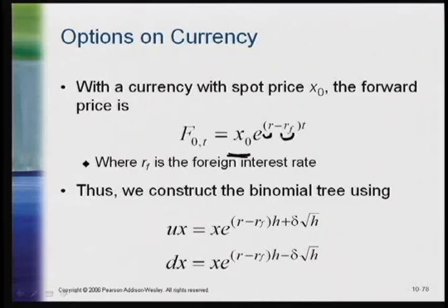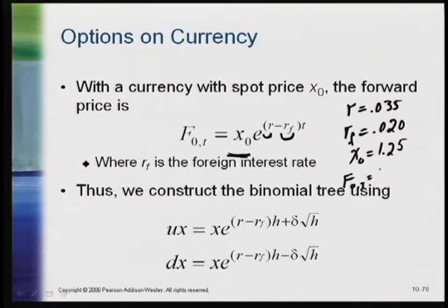If we were doing a euro, for example, and in the U.S. the risk-free rate was 0.35 and the euro risk-free rate was 0.20, and x0 is $1.25, then the forward value of euro at time t would be $1.25, the forward price for euro, times e to the difference in rates, which is 0.015 times t.